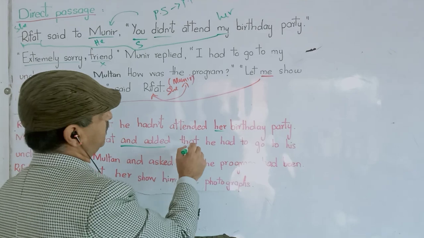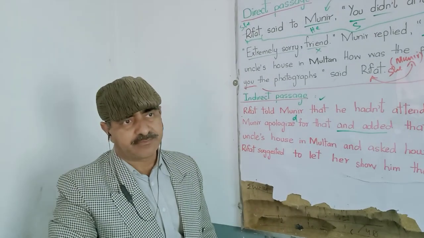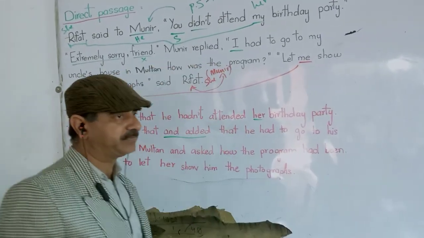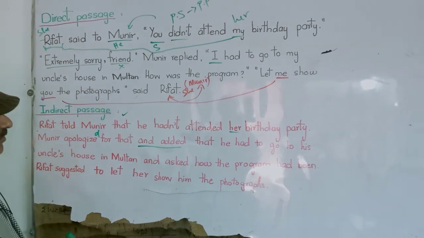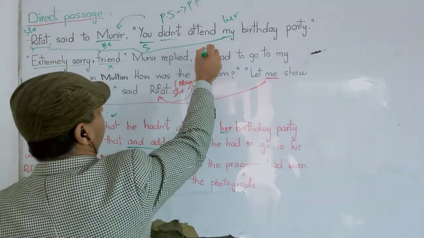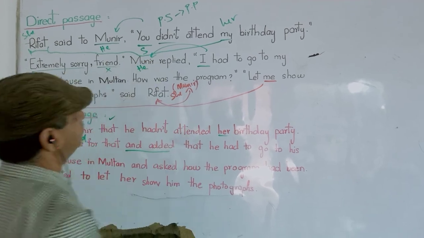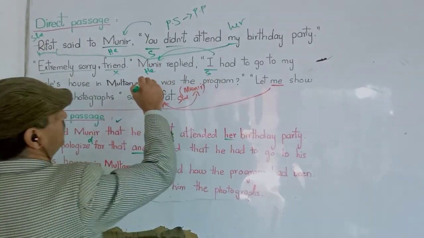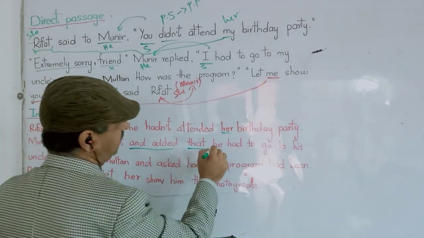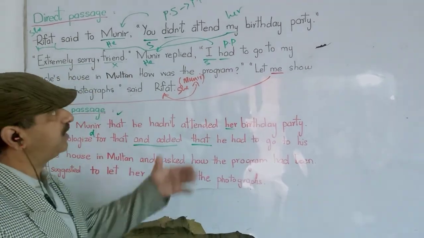That "I" will be changed according to... which person pronoun is "I"? First person. It will be changed according to the subject. What is the subject? Munir. Munir means he. It's already a subjective case. "That he". It's already past perfect, so the past perfect remains the same.